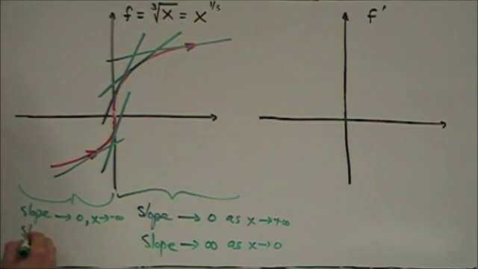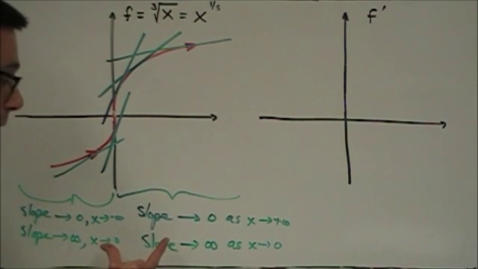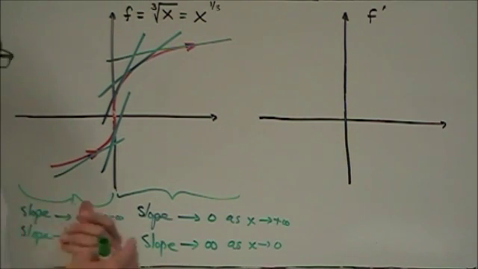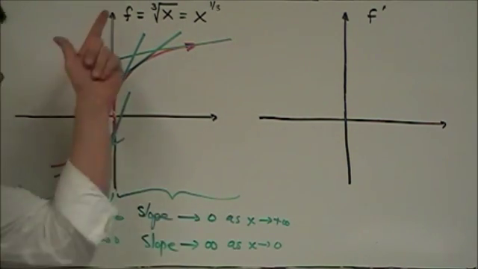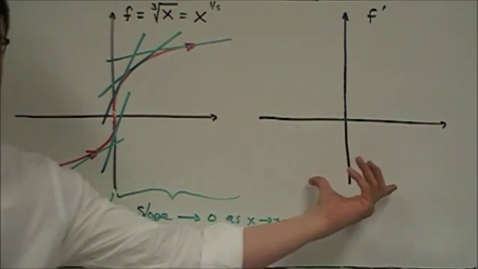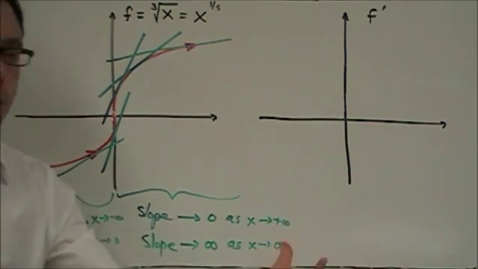And similarly, the slope goes to positive infinity as x goes to 0. So it does exactly the same thing, except the x values are doing something different, right? That's the only thing that's changing here. But the slope is behaving basically the same on both sides of the vertical axis. Okay, so let me incorporate that over here in the derivative, and we'll see exactly what's going on.